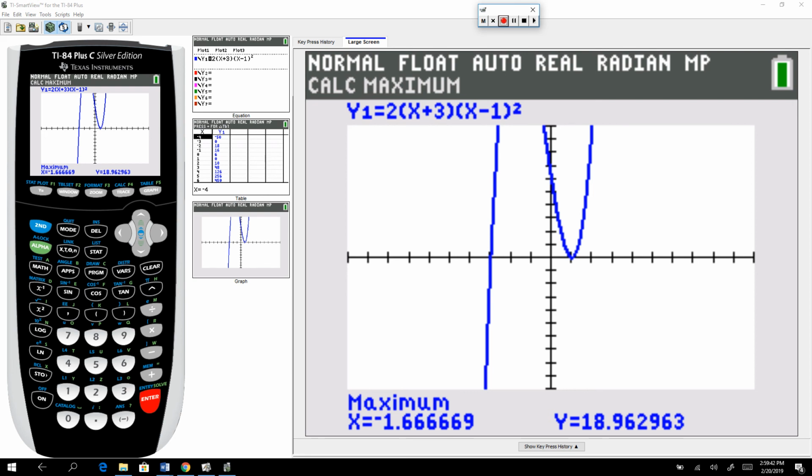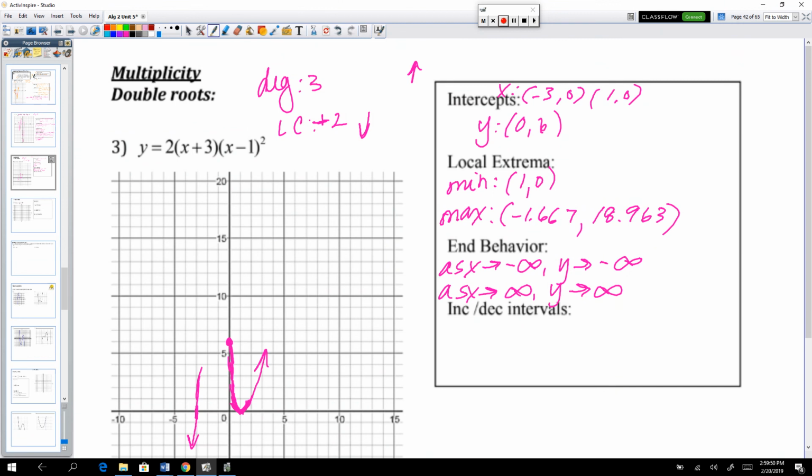Alright, so hopefully you found a maximum at -1.667, 18.963, and you documented that for yourself as another extrema. So you have a min and a max. We'll begin, and we'll go ahead and graph that, -1.667, 19 approximately, so somewhere around there. So we really max out quite high up there, and we'll fill in the graph, and then we'll talk about our increasing and decreasing intervals.